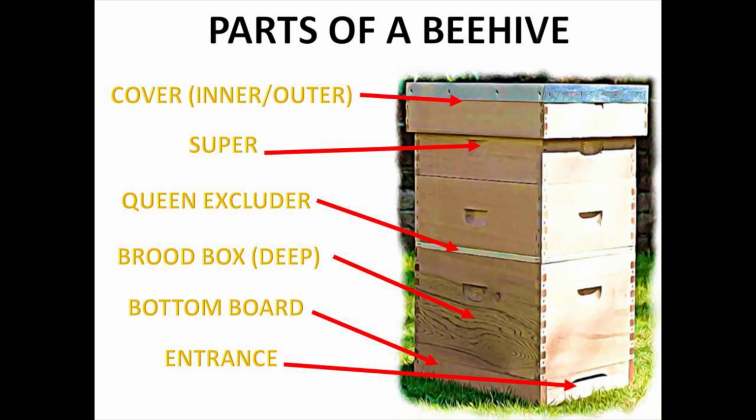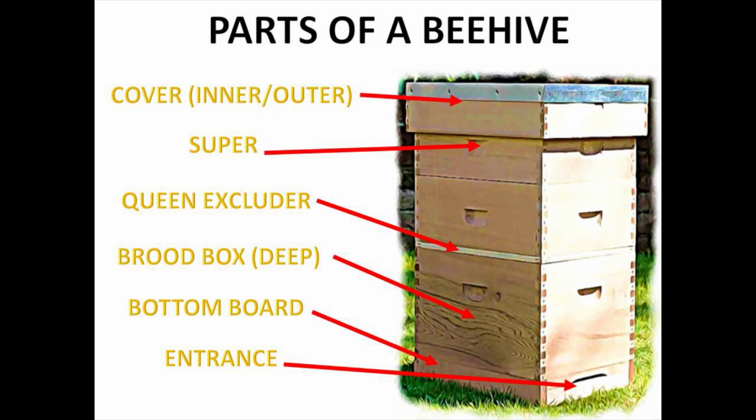I noticed the parts of the hive. I noticed there's a queen excluder that keeps the queen in certain areas. I noticed the bottom board holds the hive up. I know the entrance is where the bees enter the hive. Then the cover that covers the top of the hive.